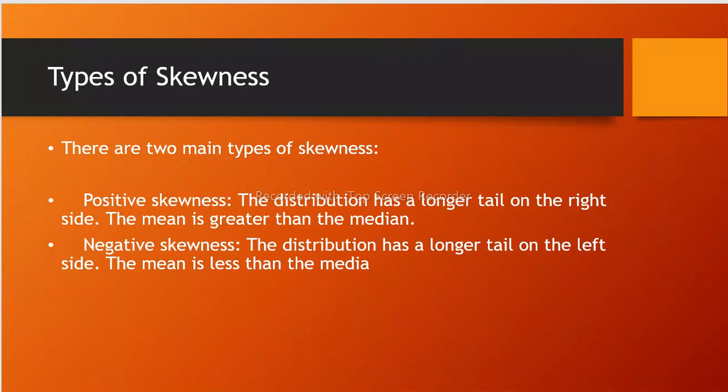Conversely, negative skewness shows a clustering towards the right with a longer tail on the left. Here the mean will be lower than the median due to the pull of the extreme values on the left.